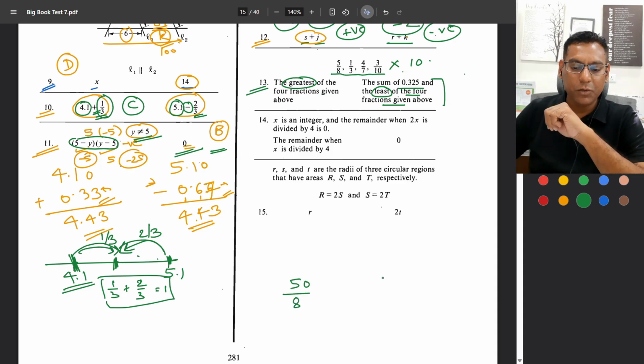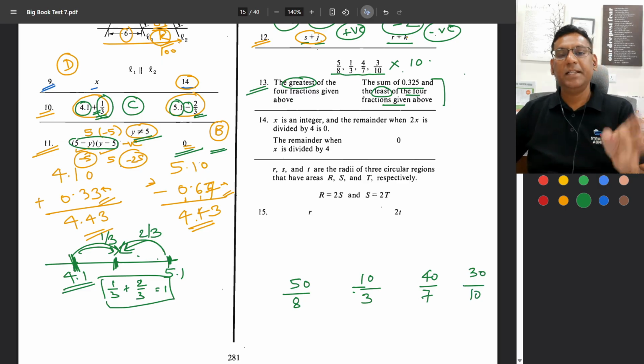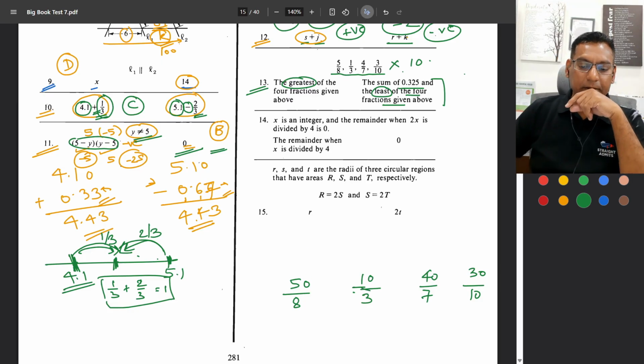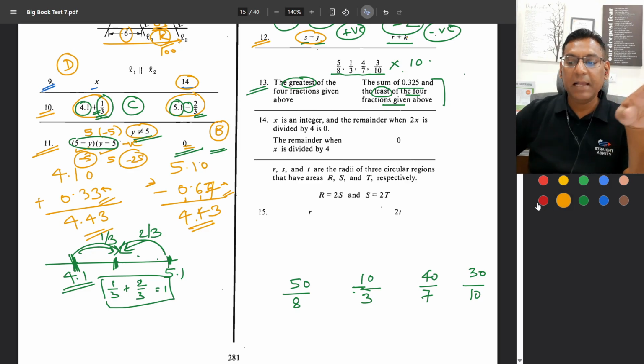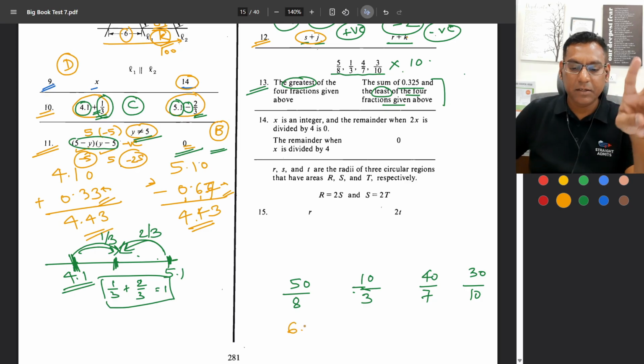I don't want to do calculation, but here I think calculation is the easiest way to do. So these are the four numbers that I get, correct? I multiply by 10. See, the greatest and the least are still going to remain the same, because every number is multiplied by 10, so it doesn't matter. And I'm going to do rough calculation. So 50 by 8 is what? 6, 6 8s are 48, and remainder 2. Remainder 2 is 0.25 when the base is 8. So here I get 6.25.